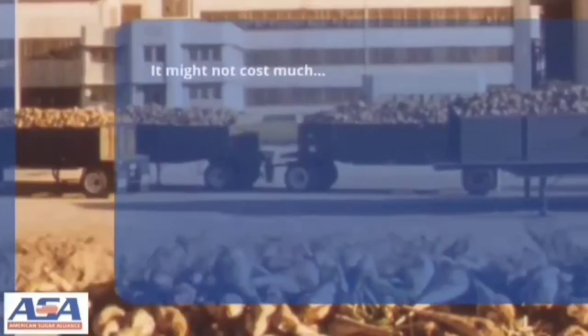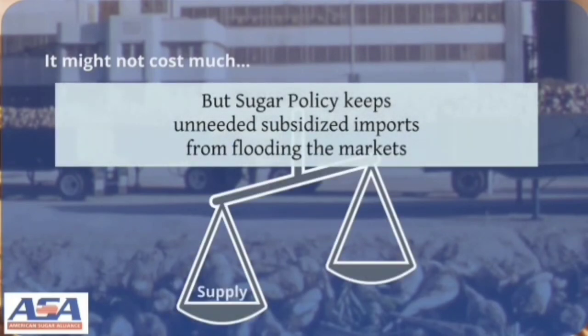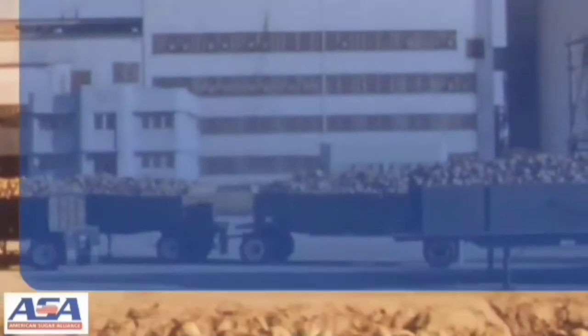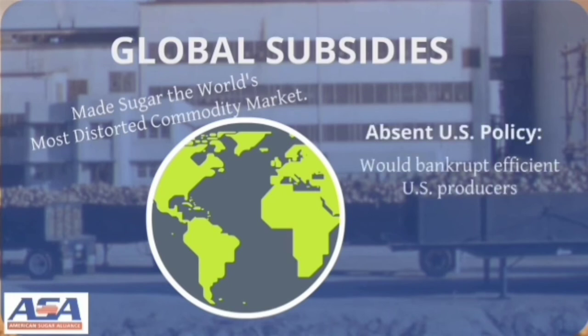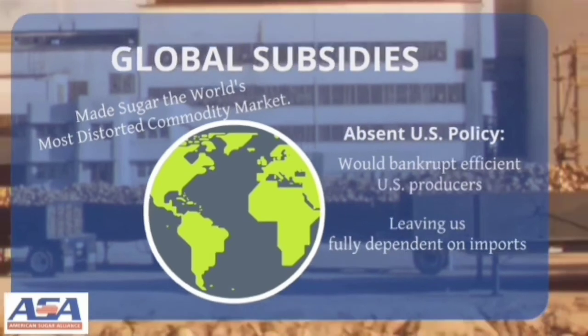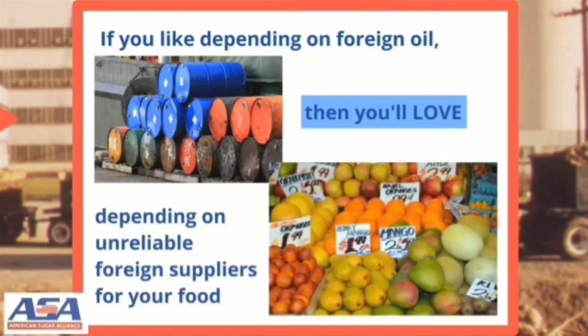It might not cost much, but sugar policy keeps unneeded subsidized imports from flooding the market and upsetting the supply-demand balance. Global subsidies have made sugar the world's most distorted commodity market. And absent U.S. policy, those foreign subsidies would bankrupt efficient U.S. producers, leaving us fully dependent on imports. If you like being dependent on foreign oil, then you'll love depending on unreliable foreign suppliers for your food.